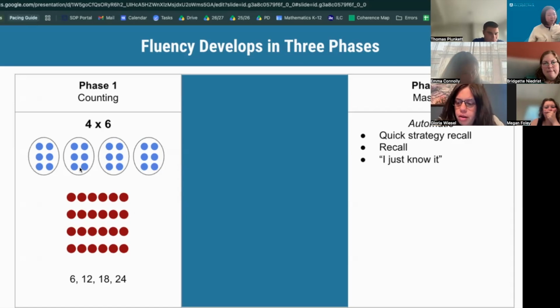Because think about skip counting by six 4 times or by six 9 times. Yes, it could get us to a correct answer, but it might not be the most efficient way.